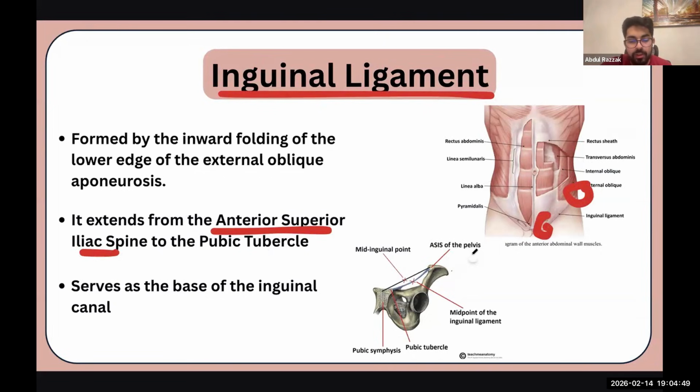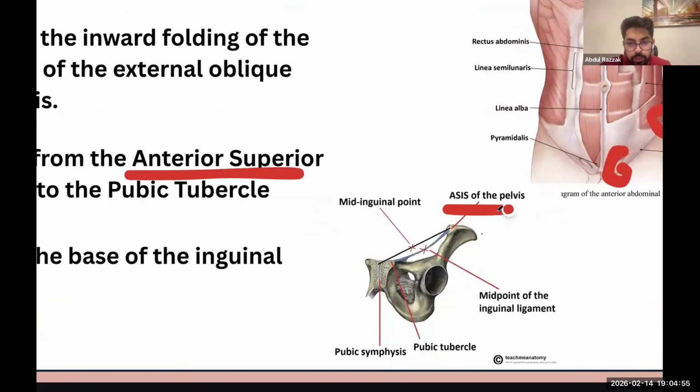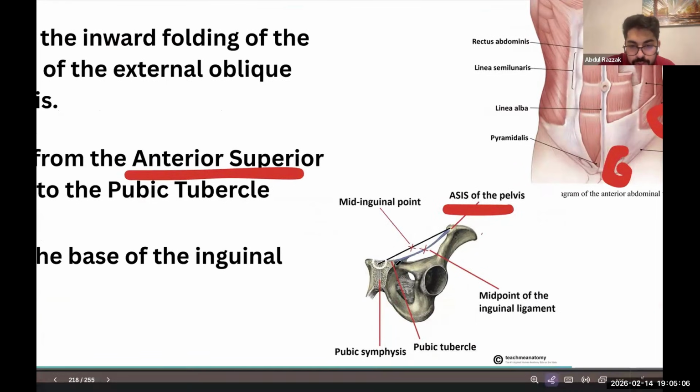Not the pubic symphysis. There is a huge difference between the pubic tubercle and the pubic symphysis. Let's zoom in. This is the anterior superior iliac spine of the pelvis. You can actually feel it on your body. And then the ligament goes all the way to the pubic tubercle here. This is the pubic tubercle. This is the pubic symphysis.